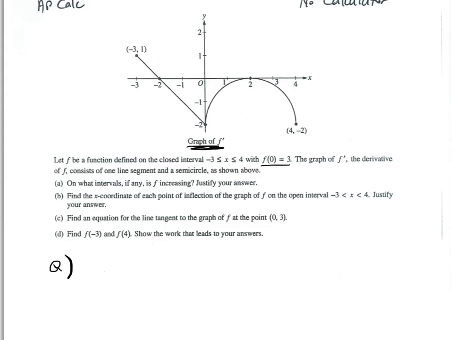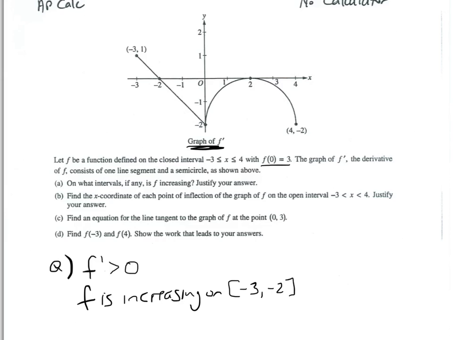On what intervals, if any, is f increasing? Well, we know that a function is increasing if its derivative is positive. So where is that happening? F prime is positive from -3 to 2. That's the only place that our function's above the x-axis. So we can say that f is increasing on -3 to 2, because f prime is positive on that same interval.